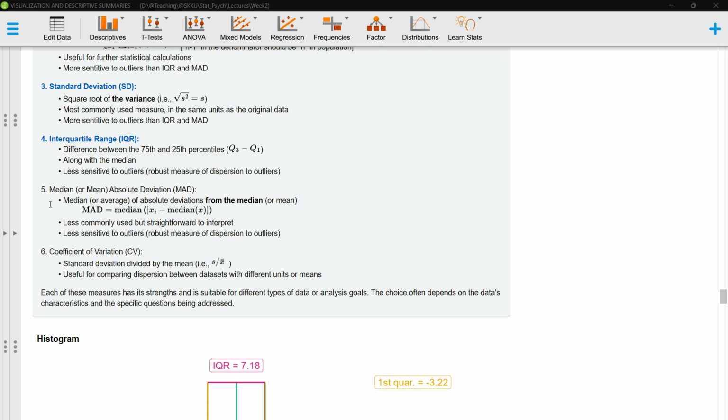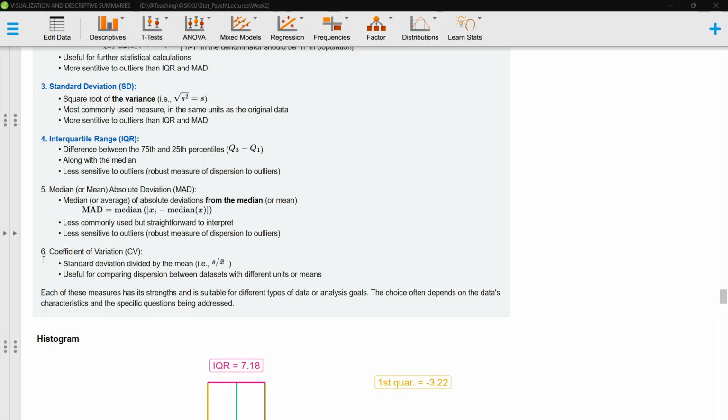And just like that, the MAD, the median absolute deviation from the median, or sometimes the mean absolute deviation of the median, is one way of calculating a measure of dispersion. It is less commonly used, but the interpretation is straightforward. And just like the IQR, the MAD is less sensitive to outliers. So these are robust measures of dispersion to outliers.